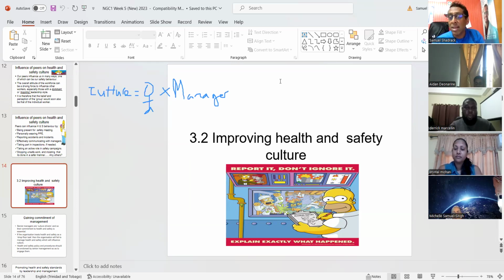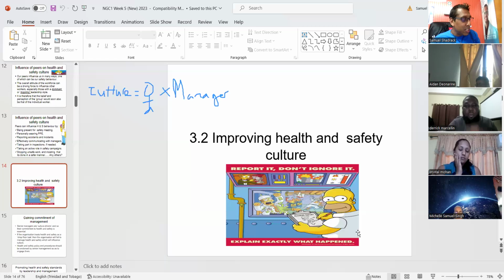That is why, if you read the sign carefully, this sign is a complete sign. We didn't put this here. The sign came with these words: report it, don't ignore it, explain exactly what happened. And if you wonder why, just go back and look at your book on that graphic now.